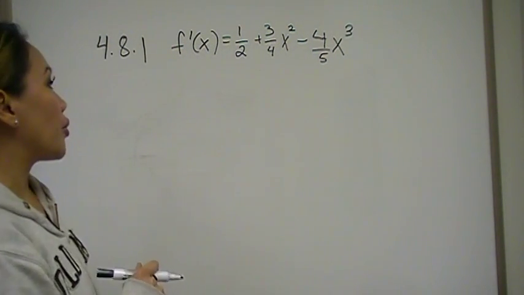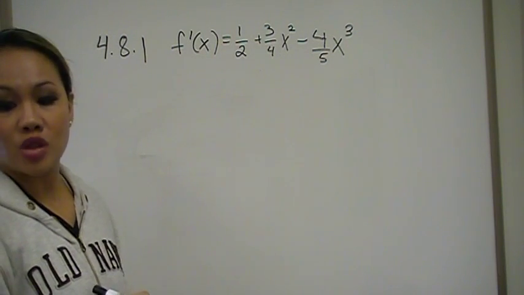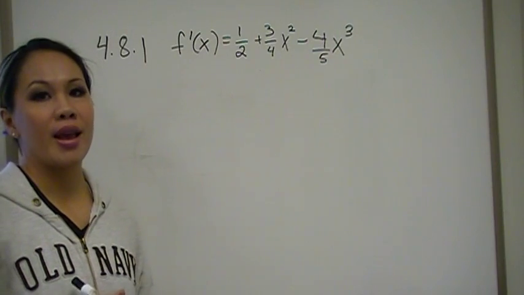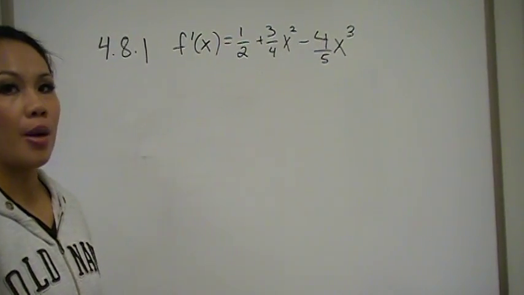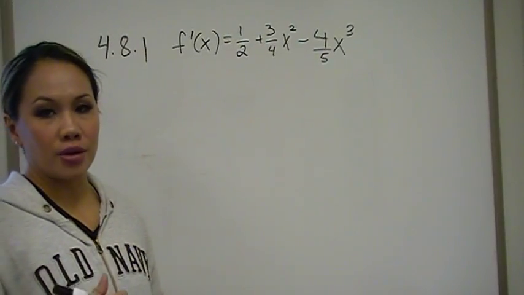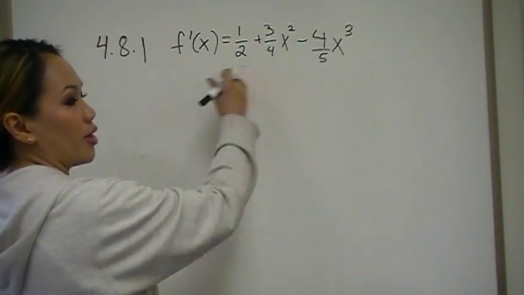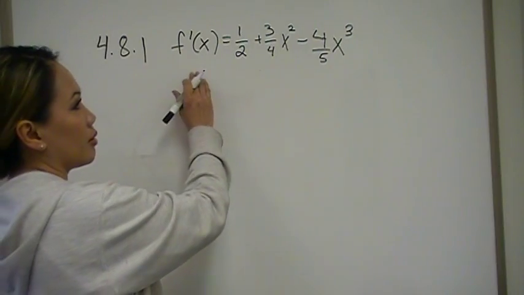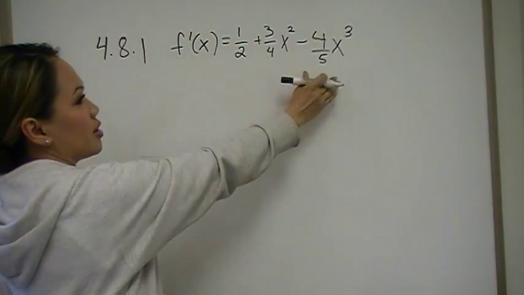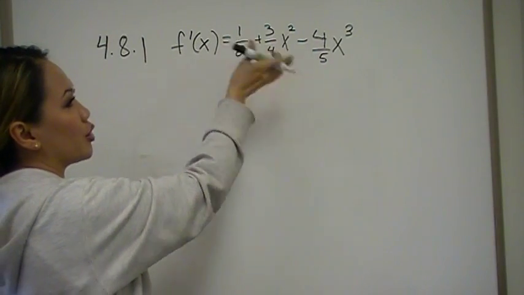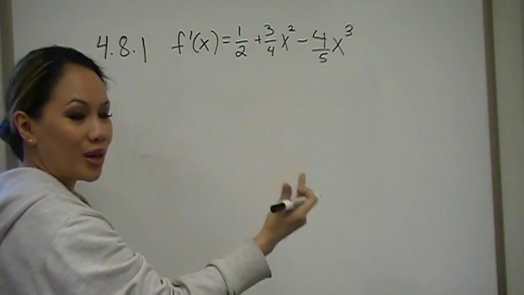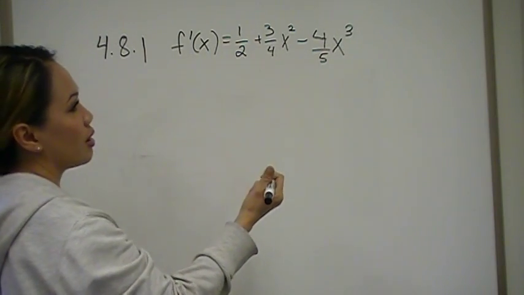Problem 4.8.1 from James Stewart's calculus book. In this section, we're learning about antiderivatives. An antiderivative is a function such that when you take the derivative of that function, you end up with the other function. So if this is the first derivative, the antiderivative would be the function that you differentiate in order to get this function.